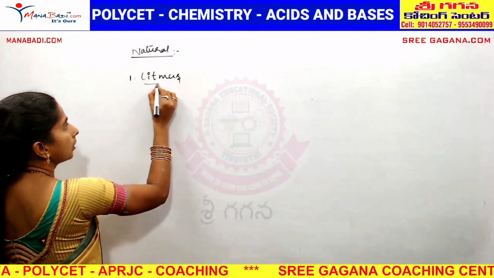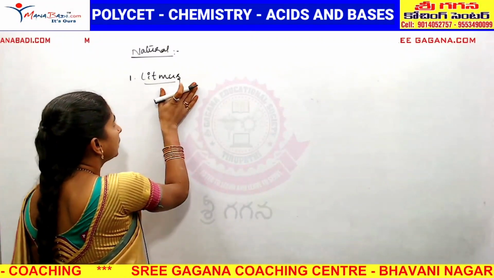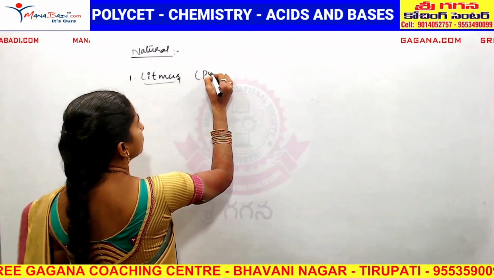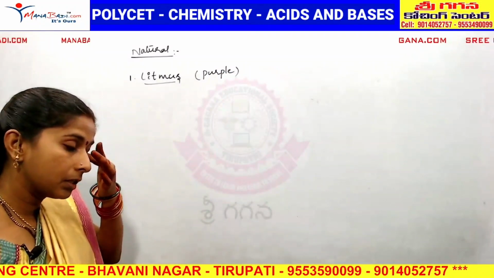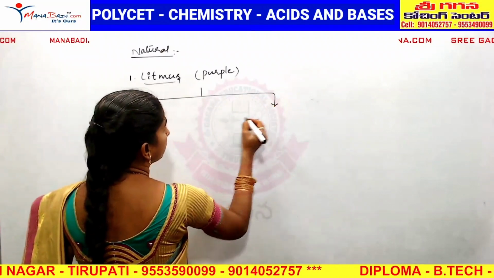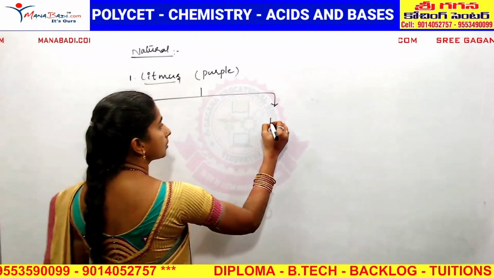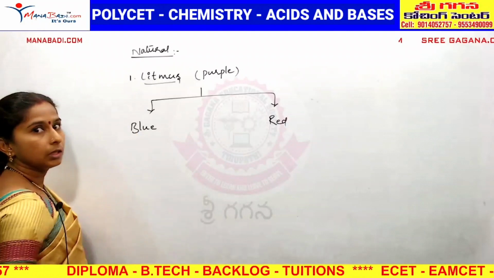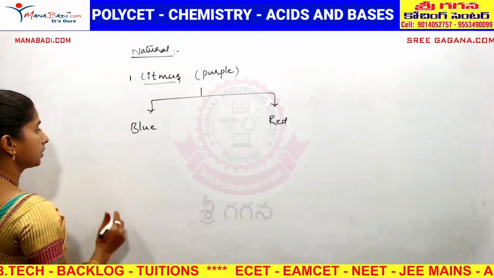Litmus is a natural indicator. Its actual color comes from the essence of flowers. The actual color of litmus is purple. We convert it into two colors: one is blue litmus, another one is red litmus. These are available in our laboratory also. Blue litmus paper, red litmus paper.